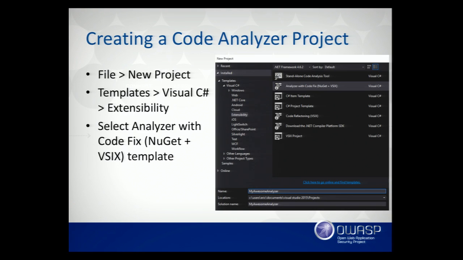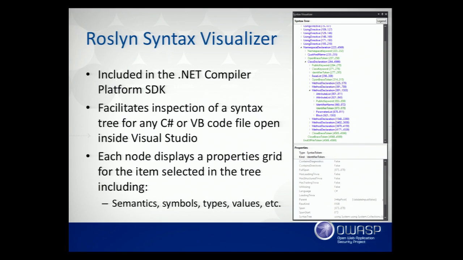The next step, once you download the Roslyn SDK, you open Visual Studio, you go File, New Project, and you can pick from an extensibility template called Analyzer with Code Fix. And it will generate three projects for you that you can then start adding rule sets into. So it's very simple. And I'll show you this here in a minute.